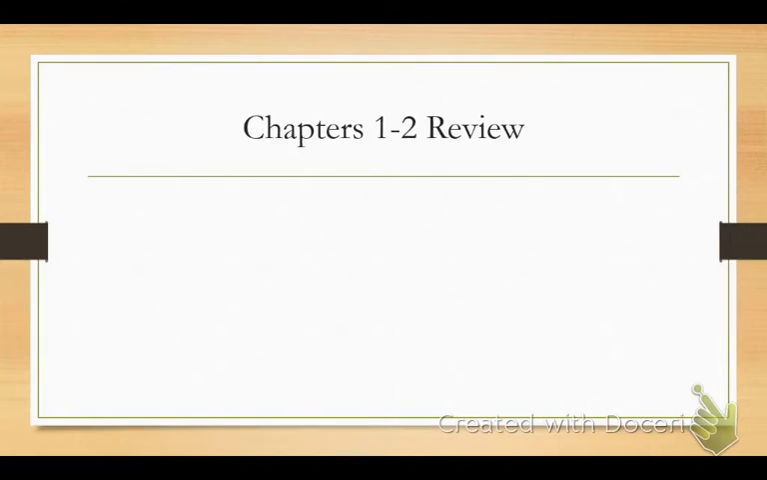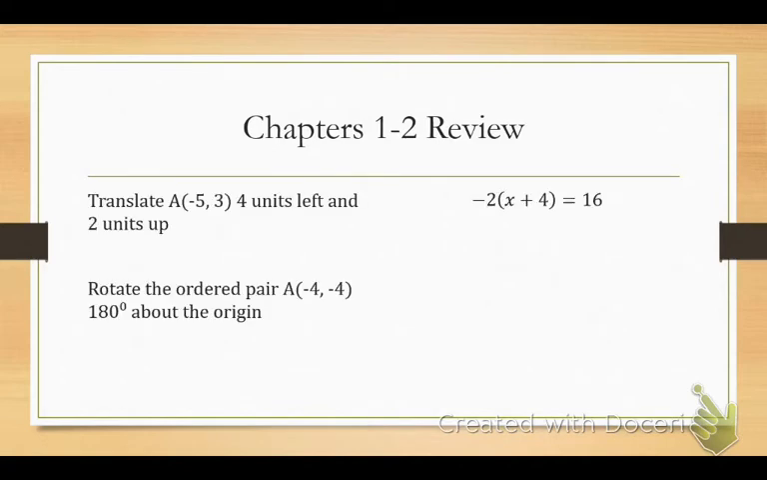Okay, now let's go to the review of chapters 1 and 2. And remember, these questions are very specific to the questions you will see on your upcoming test. All right, so I give you an ordered pair, -5, 3, and I say to translate that ordered pair 4 units left and 2 units up.